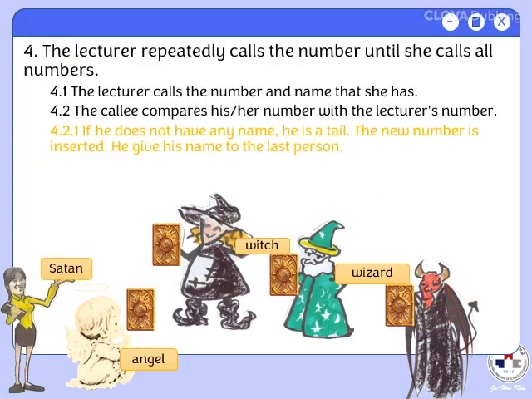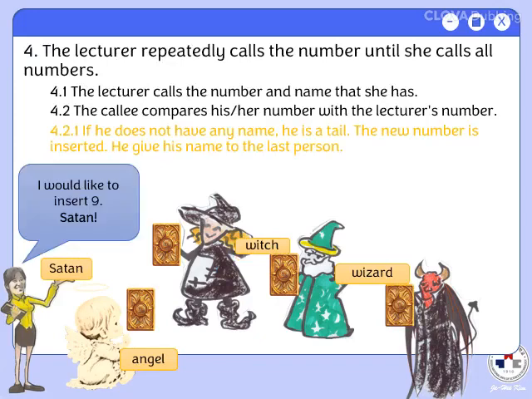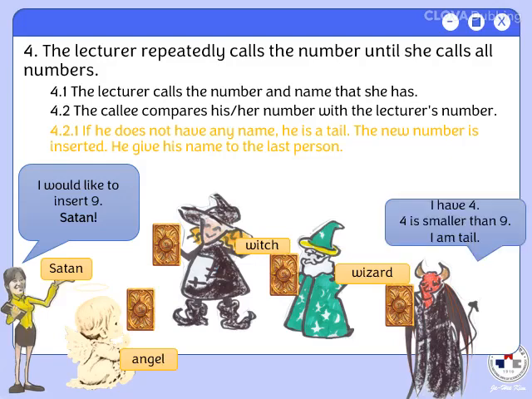Successively, the lecturer speaks out the number to be inserted. I would like to insert 9. And she calls out the name tag in her hand. Satan. The student whose name is called compares his card with the number told by the lecturer. I have 4. 4 is smaller than 9. I am tail. The student named now has 4, and the new number must be after this student, because 4 is less than the number 9 we are trying to insert.